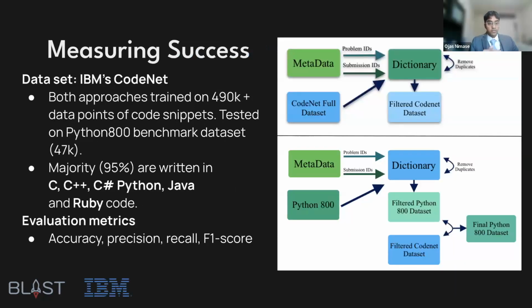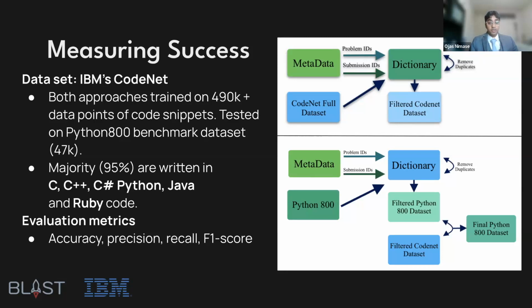To measure the success of our implementations, we employ IBM's CodeNet dataset. This dataset has 14 million data points and contains coding problems with multiple submissions per problem in a wide variety of languages, ranging from C to Python to Java. The top right diagram depicts how we build our training dataset, selecting problems and submission IDs that are accepted Python submissions from the metadata. Then we extract the submissions based on these IDs from the actual dataset, check for any duplicates, and we're left with 490,000 data points.